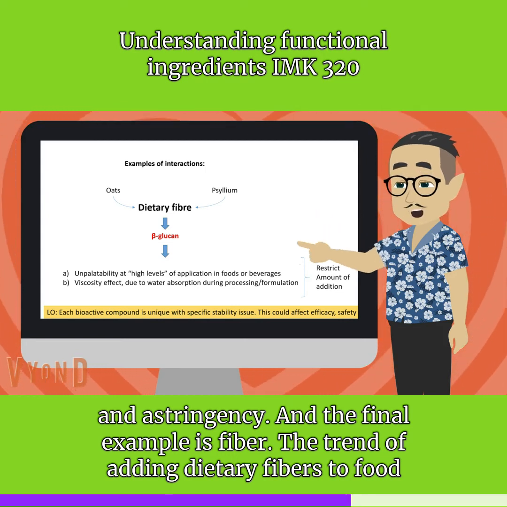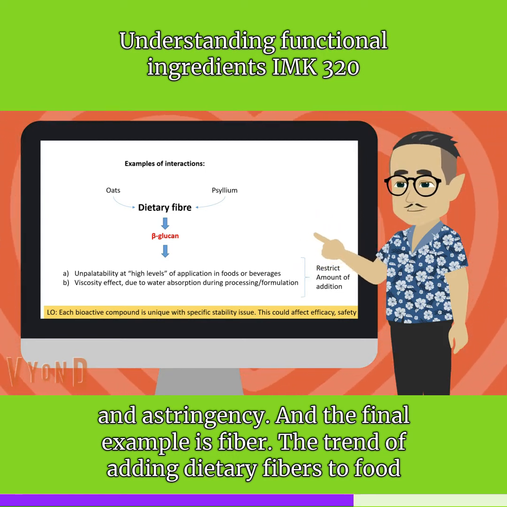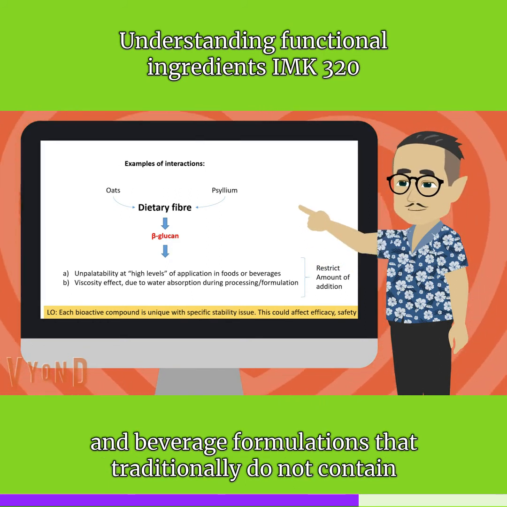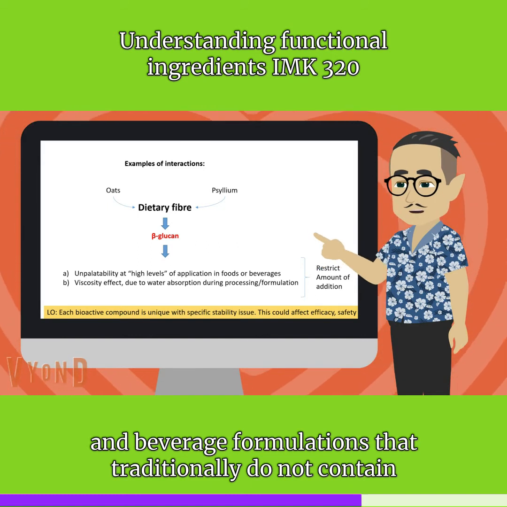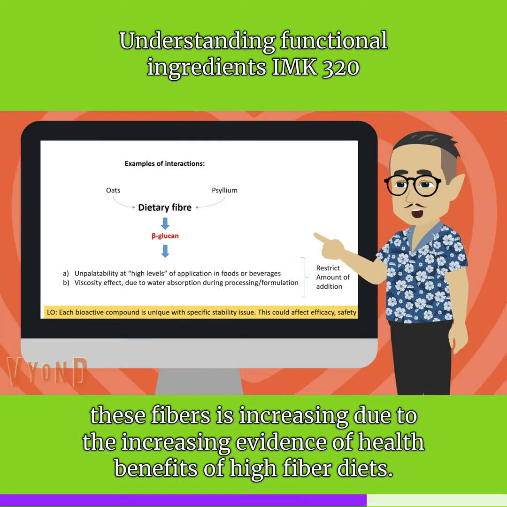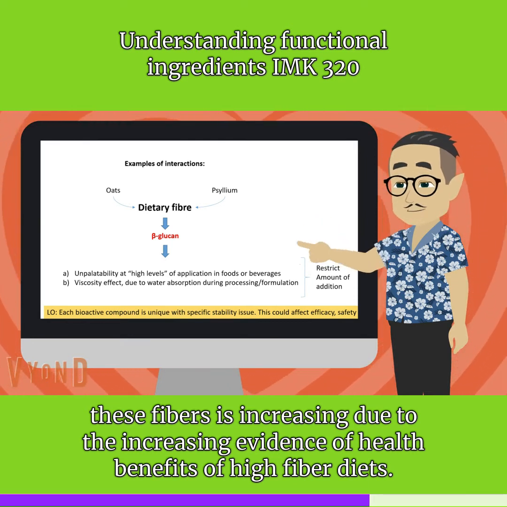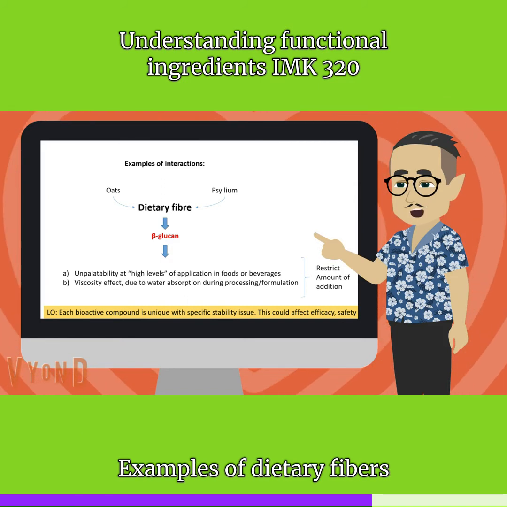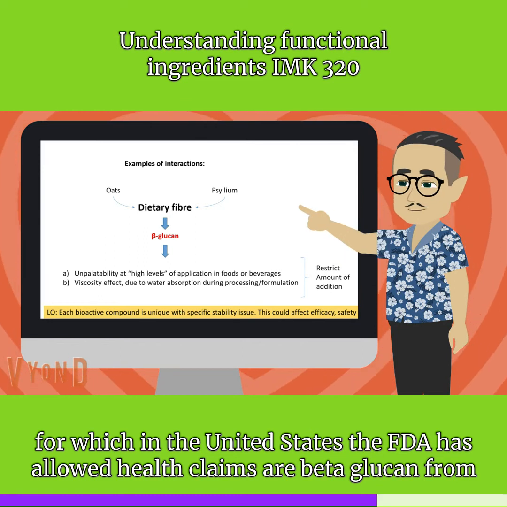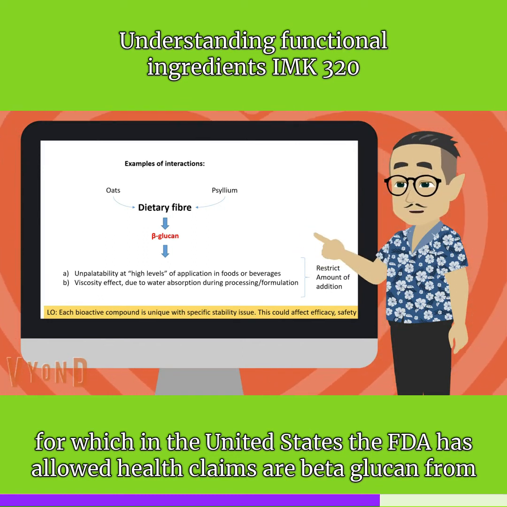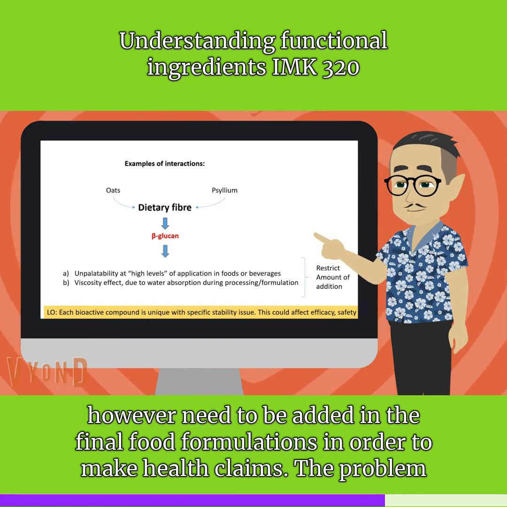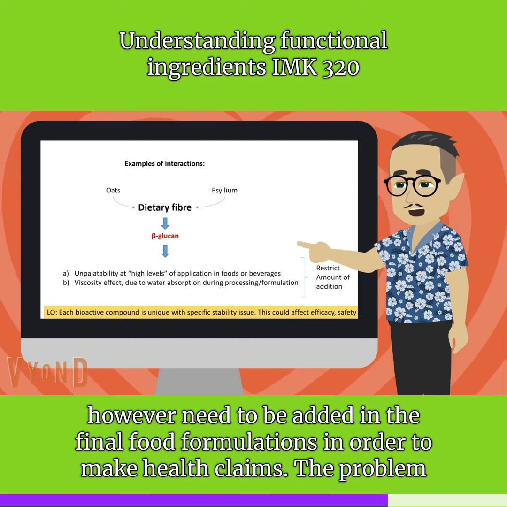And the final example is fiber. The trend of adding dietary fibers to food and beverage formulations that traditionally do not contain these fibers is increasing due to the increasing evidence of health benefits of high fiber diets. Examples of dietary fibers for which in the United States the FDA has allowed health claims are beta-glucan from oats and psyllium fiber.